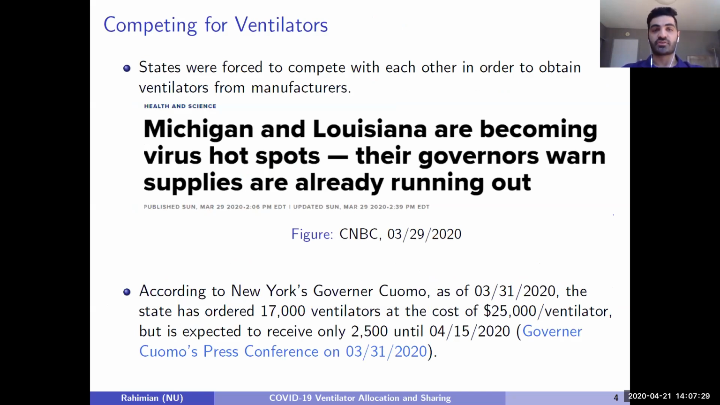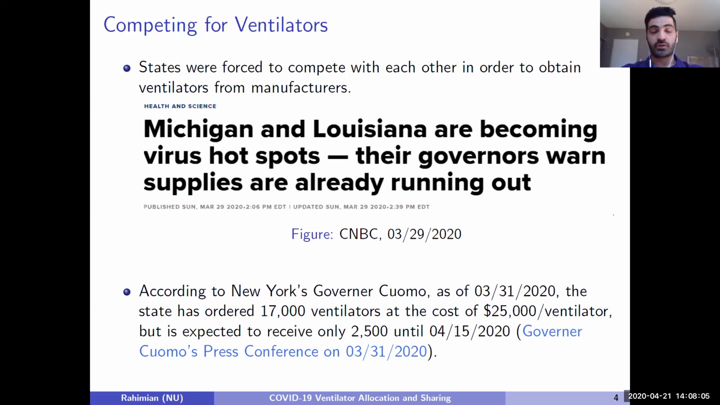States like Michigan, Louisiana, or New York that were hit early and very hard have been forced to compete with each other to obtain ventilators. For example, in the state of New York, according to Governor Cuomo, whose name you might have heard frequently in the news, as of March 31st, the state had ordered around 17,000 ventilators at the cost of $25,000 each in order to provide sufficient supply for the patients in the state of New York.